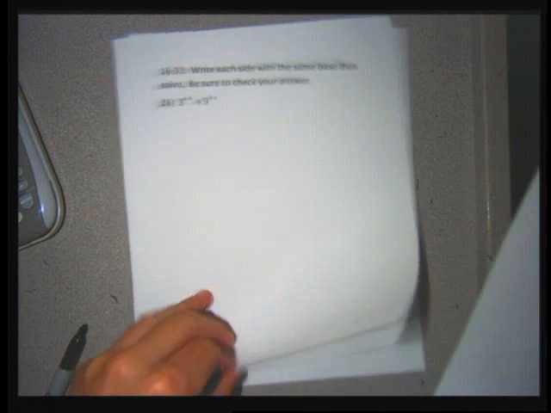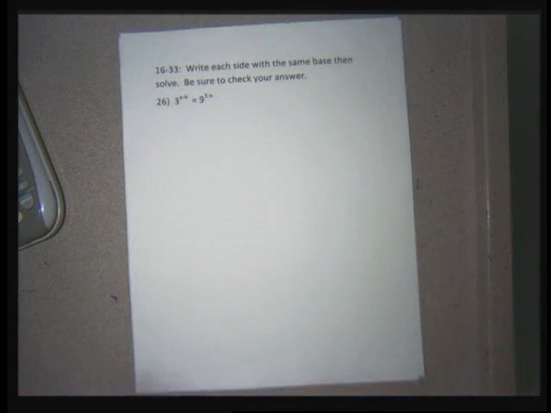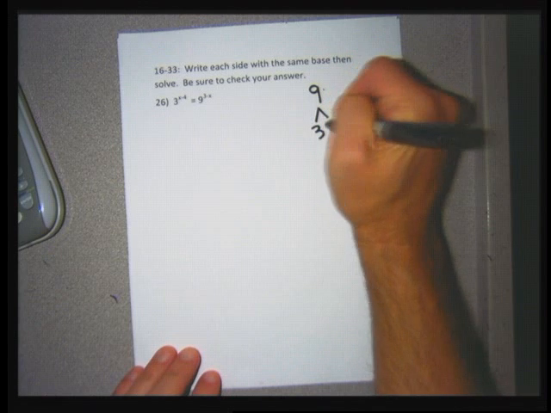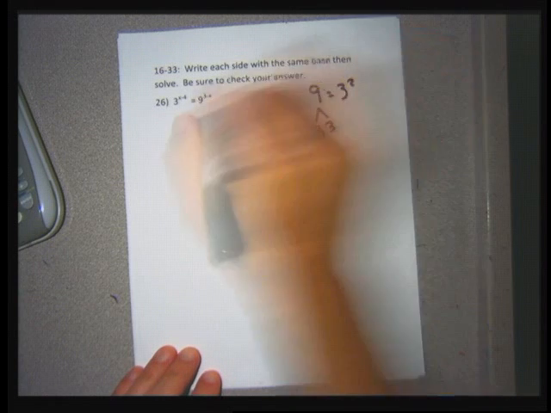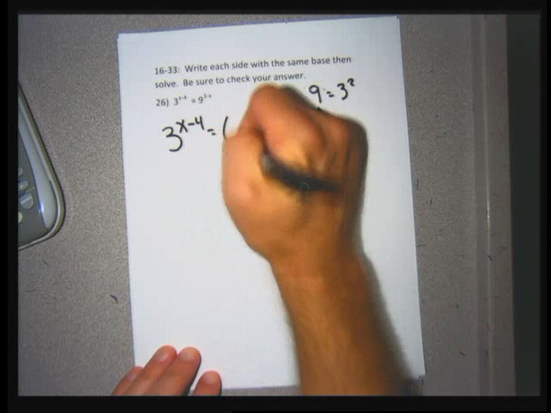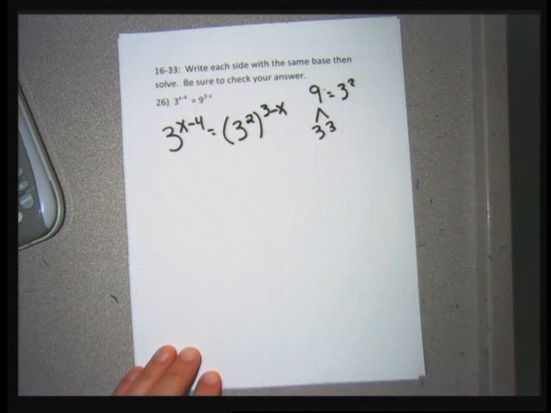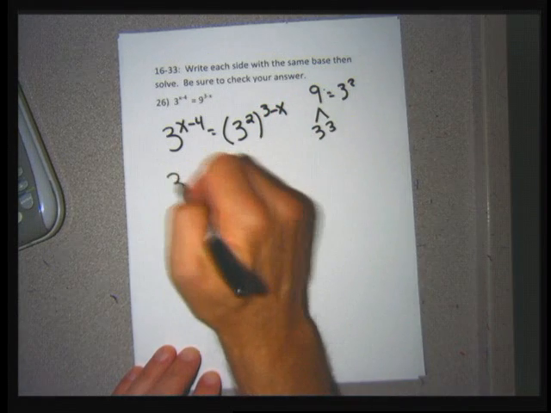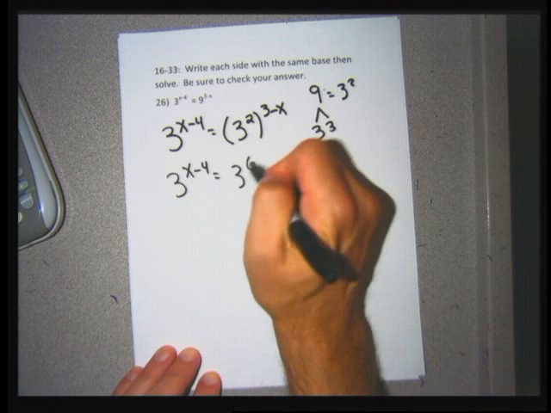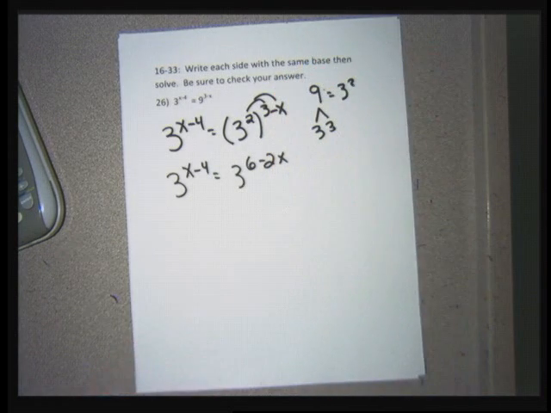I'm going to do 26 the same way. I'm going to rewrite the 9 as 3 to the second power because the prime factoring for 9 is 3 times 3. And 9 is 3 to the second power. So for 26, I'm going to say 3 to the x minus 4 equals 3 to the second power times 3 minus x. Now I'm going to multiply my exponents. I'm going to get 3 to the x minus 4 equals 3 to the 6 minus 2x. That's multiplying 2 times 3 and 2 times minus x.